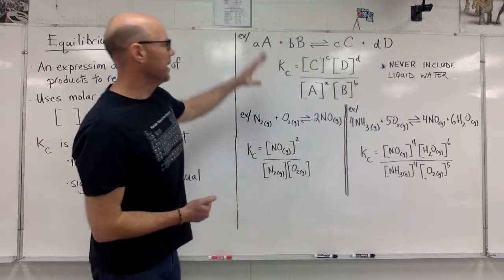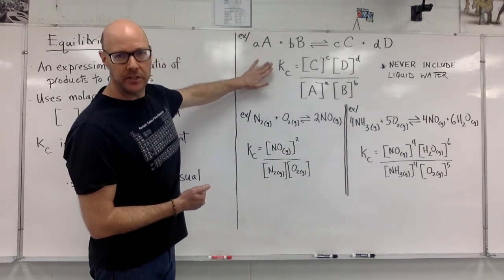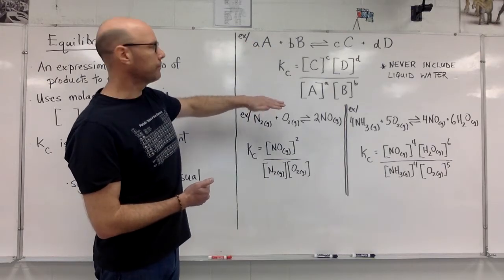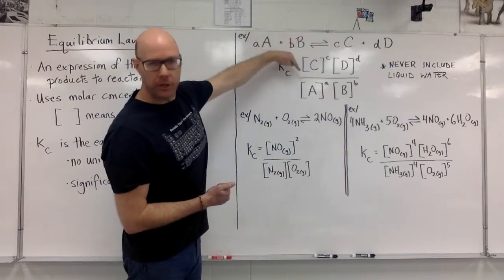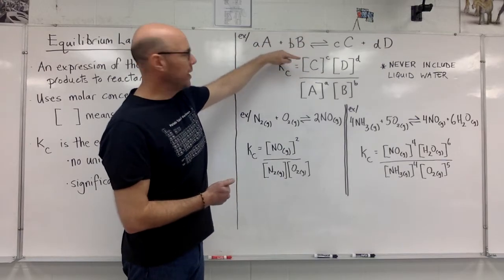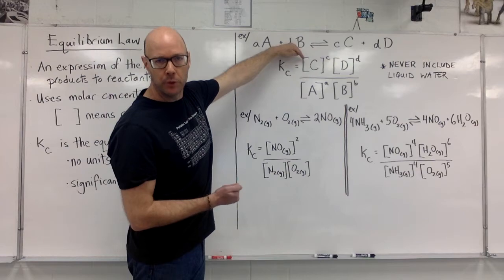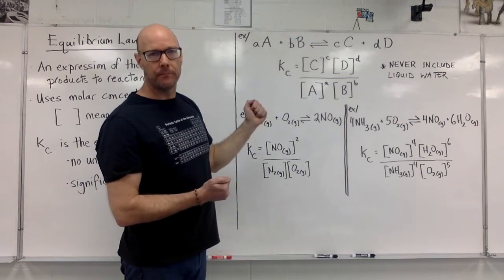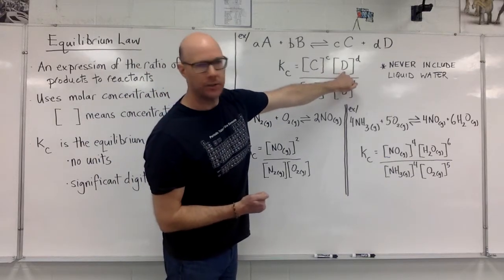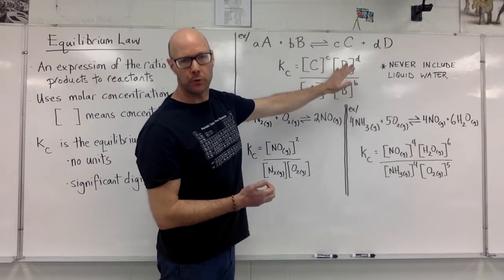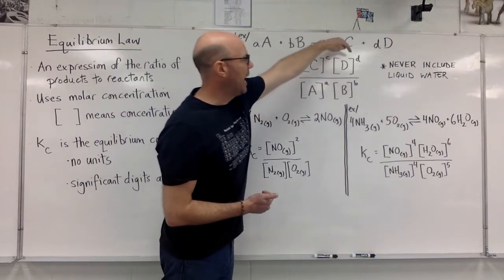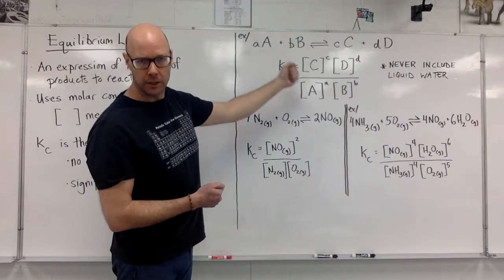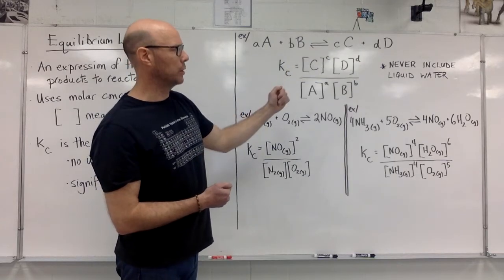What we're going to do is calculate Kc by doing products over reactants. It's the concentration, there are those square brackets, the concentration of chemical C in moles per liter to the power of how it was balanced, multiplied by the concentration of chemical D in moles per liter to the power of however it was balanced, over chemical A to the power of how it was balanced, and then chemical B.